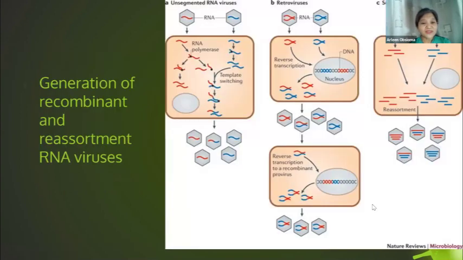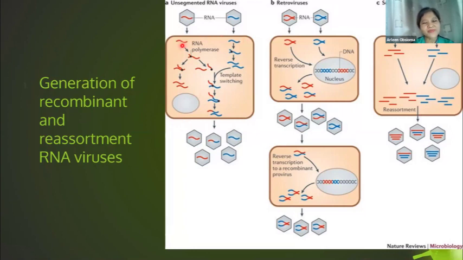So this slide will show you an illustration of how the virus will mutate. So you have a virus there, and you see the left side of the illustration. And you will see that there are two viruses here, the one with the red genetic material and the other with the blue genetic material. So both of these viruses can infect the host cell. So this is the host cell.